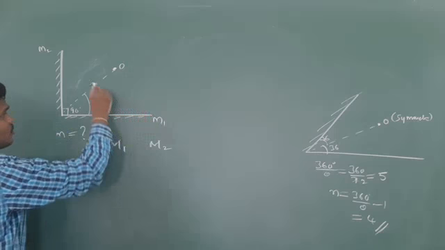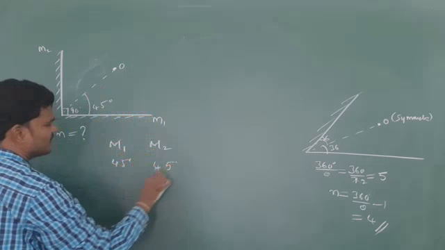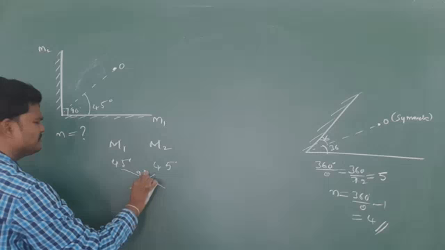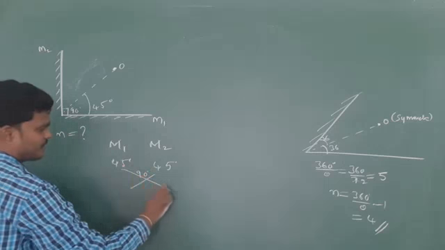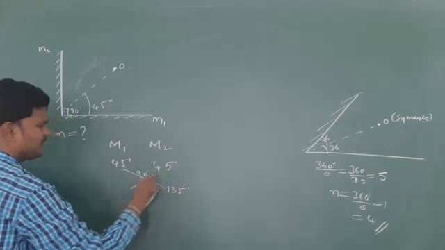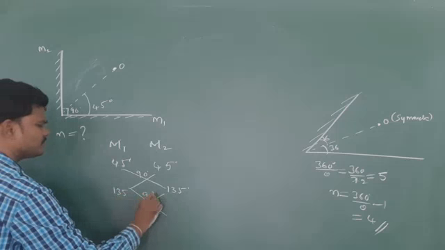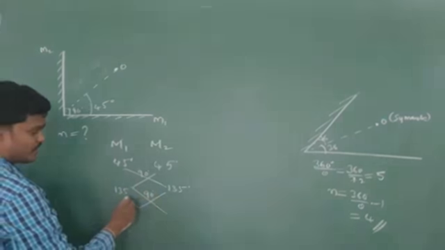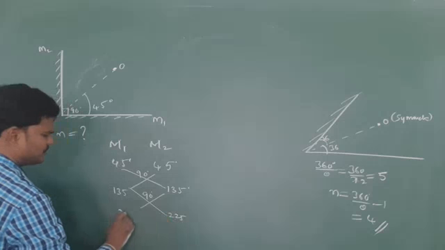So M1 makes how much angle? 45 degrees. M2 makes how much angle? 45 degrees. What is the angle between them? 90. Okay. So 90 plus 45, 135. Again you add 90. You will get how much it is now? So 135, this is 225.